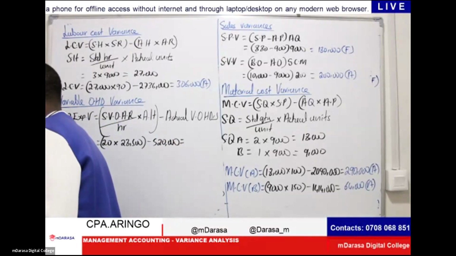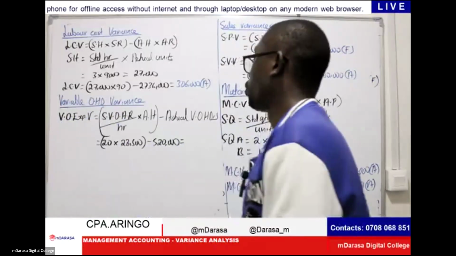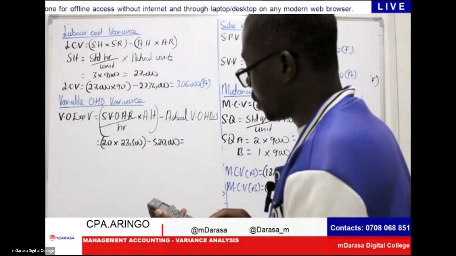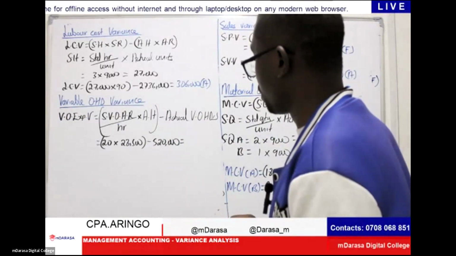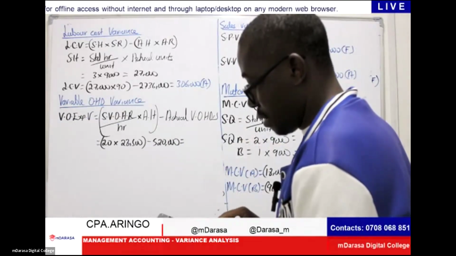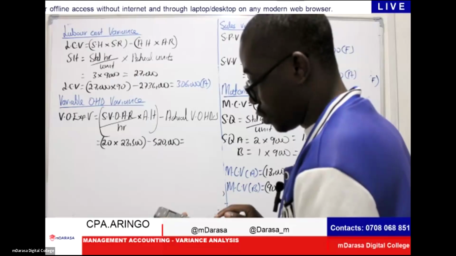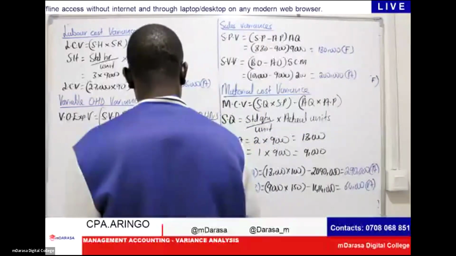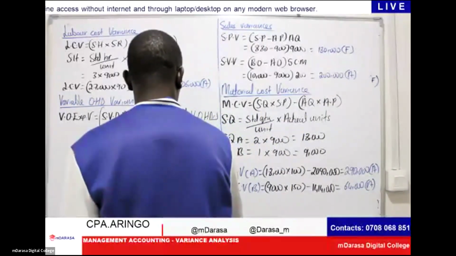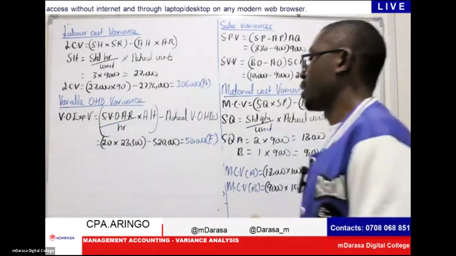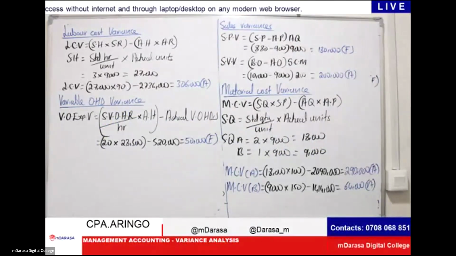So at the end of the day, what will we have as our variance? 20 by 28,500 gives us 570. We had planned to spend 570, but we ended up spending 520. So I will have a variance of 50,000, which is favorable.